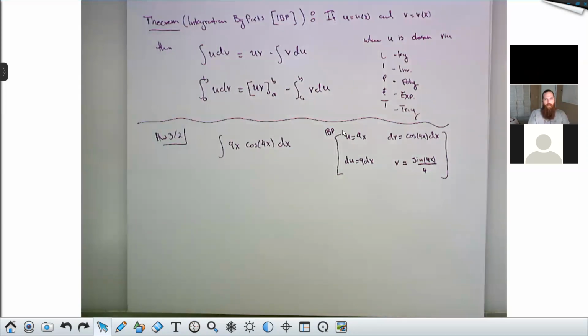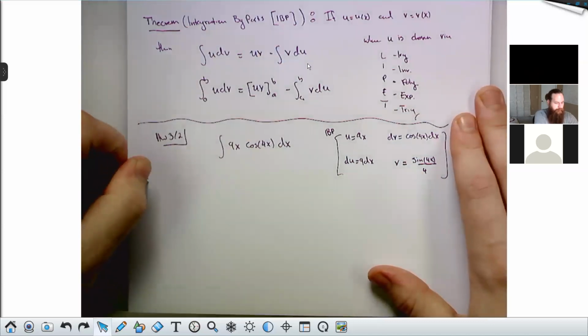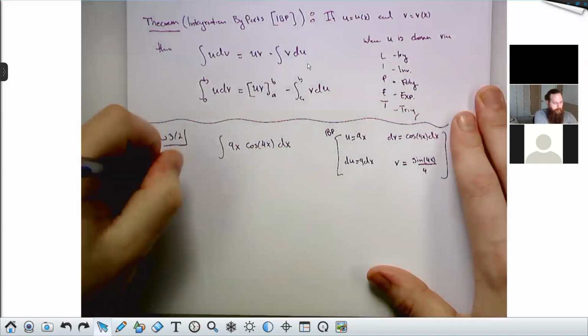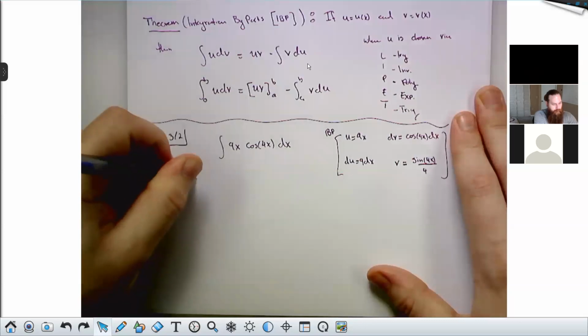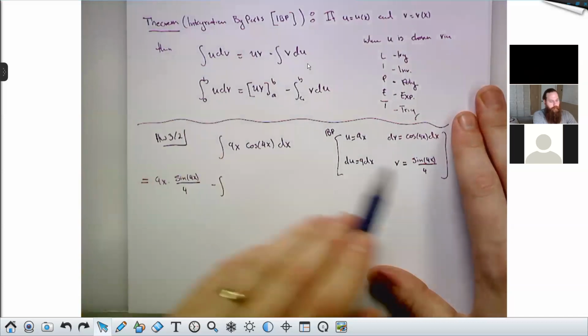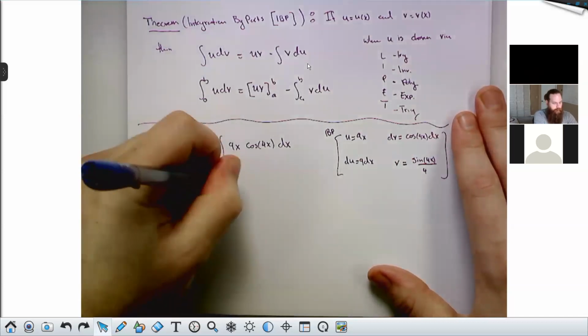So if we're all comfy with how we chose u and dv, and then we're all comfy with how we calculated du and v from those, then we can go ahead and plug into the formula. This is an indefinite integral of u times dv. So it will be equal to uv minus the indefinite integral of v du. That's 9x times sine 4x over 4, minus the integral of sine 4x over 4 times 9 dx.